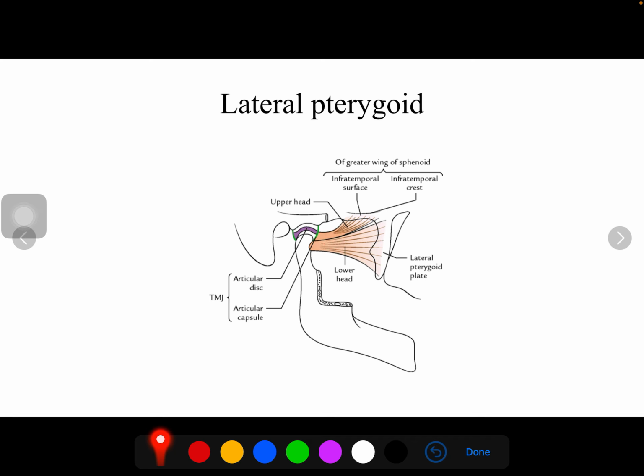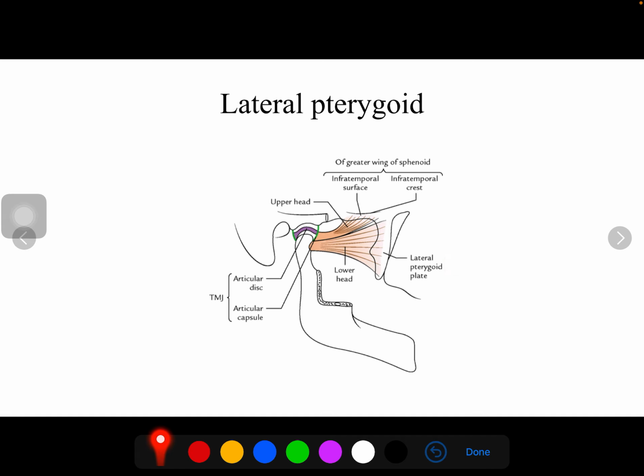The next one is the origin of the lateral pterygoid muscle. The lateral pterygoid muscle has 2 heads. The upper head arises from the infratemporal surface and infratemporal crest of the greater wing of the sphenoid. The lower head arises from the lateral surface of the lateral pterygoid plate.